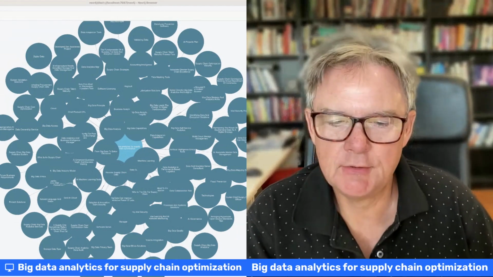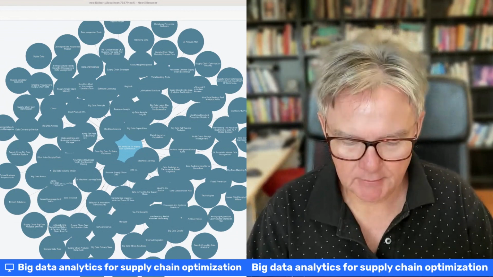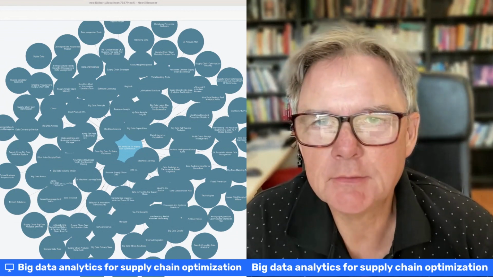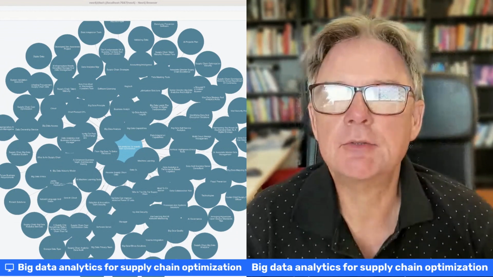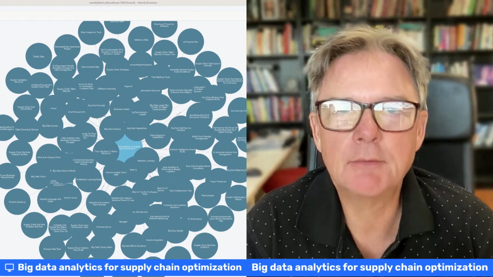Analytics for supply chain optimization. Use case, big data analytics. If you're into big data analytics for supply chain optimization, you might know this very well already. Use case, for instance, is demand forecasting.